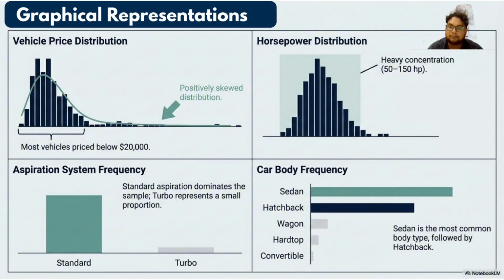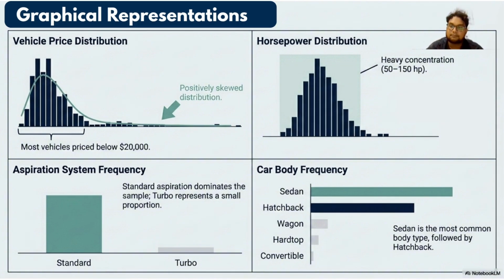The third graph is a bar chart of the car body category. From the graph, it can be seen that sedan is almost the dominant category, followed by hatchback. Other categories such as wagon, hardtop, or convertible have much lower frequency.